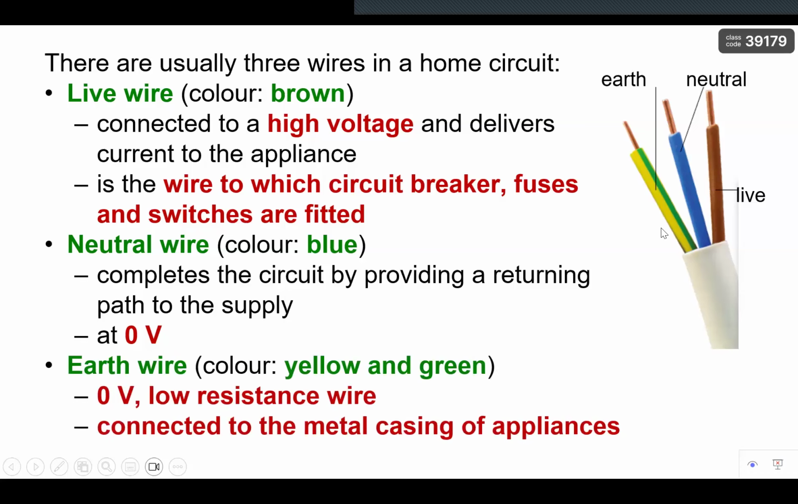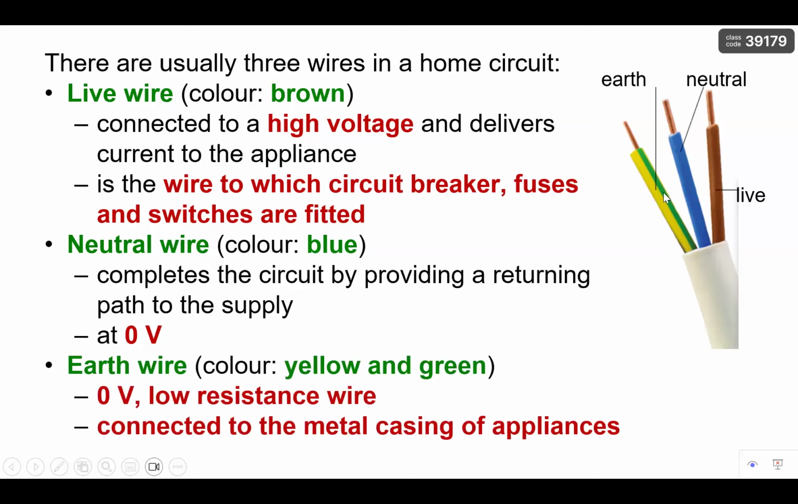Okay, and then lastly, the earth wire is a safety wire. Okay, we do not necessarily need the earth wire. That's why there are some appliances with just a 2-pin plug. So for appliances with a 2-pin plug, I just have the live wire that brings electricity to the appliances and the neutral wire that brings electricity back to the main socket. I don't even need the earth wire.